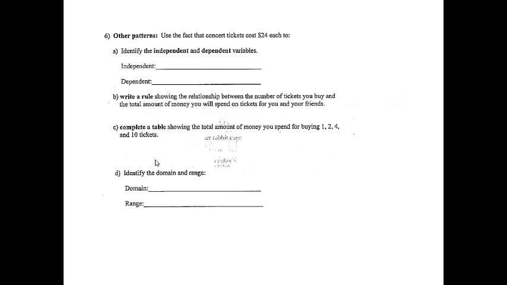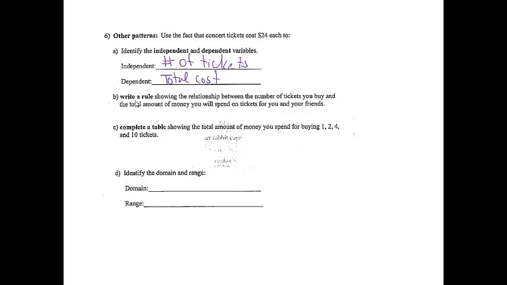Okay, problem 6, use the fact that concert tickets cost $24 each to identify the independent and dependent variables. Remember, the independent is what you get to choose. You get to choose how many tickets you purchase. So our independent variable is going to be the number of tickets. Okay, what depends on the number of tickets? Well, the cost you're going to have to pay, so the total cost is going to depend on how many tickets you purchase.